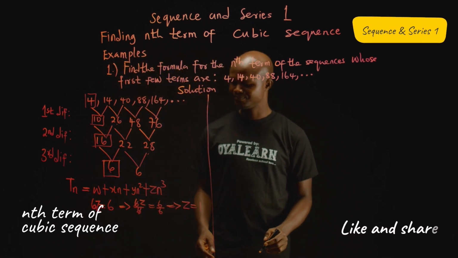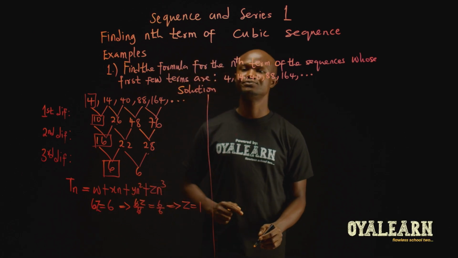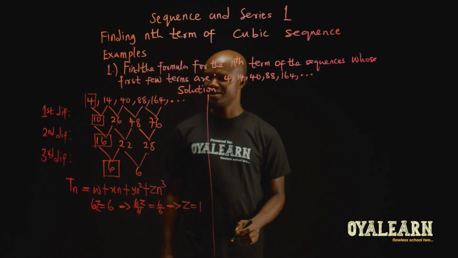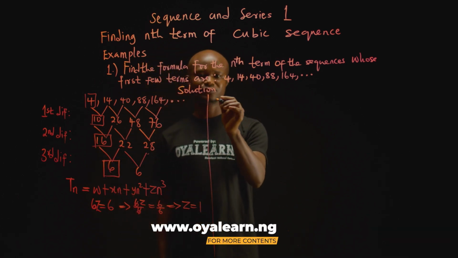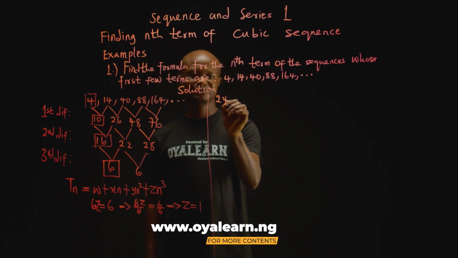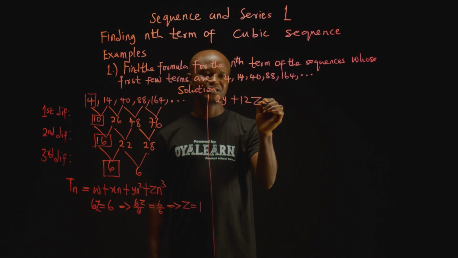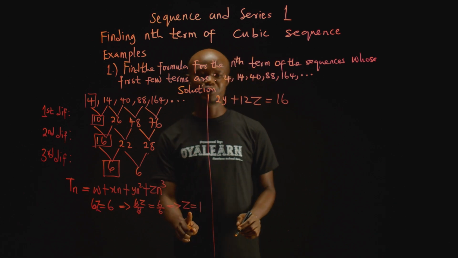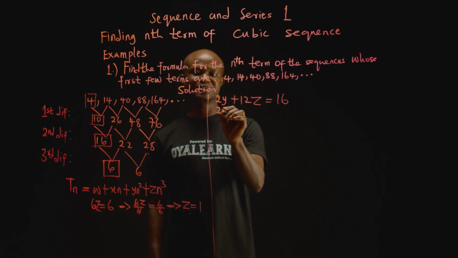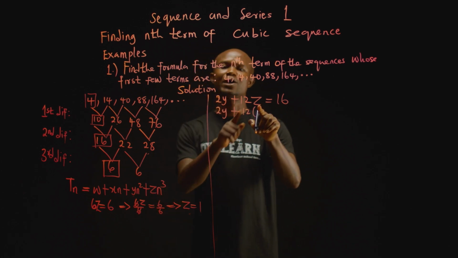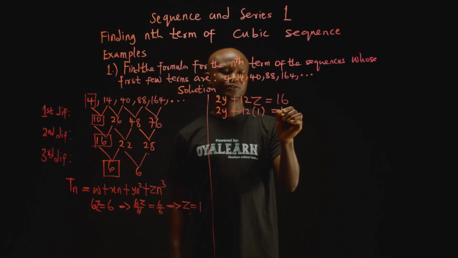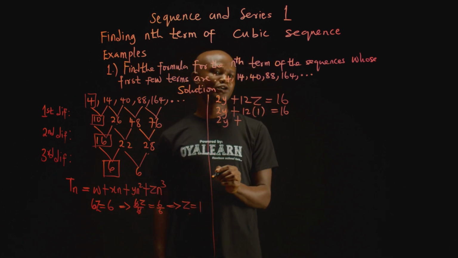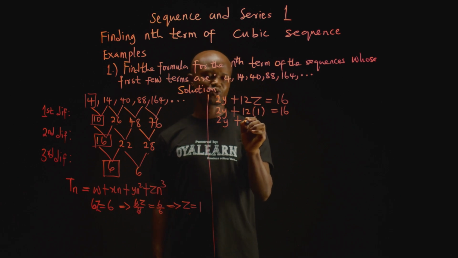Now we need to find the next value. I think we can find y now. So in this case, this 16, what does it represent? 16 represents 2y plus 12z equals 16. And we know the value of z to be equal to 1. So anywhere we see z here, we put 1. Then 2y plus 12 times 1, that is 12, equals 16.